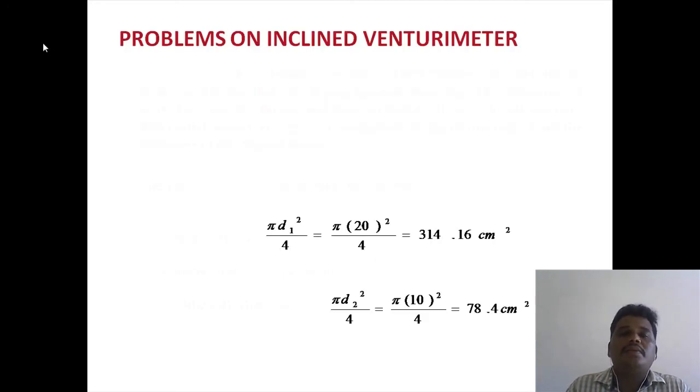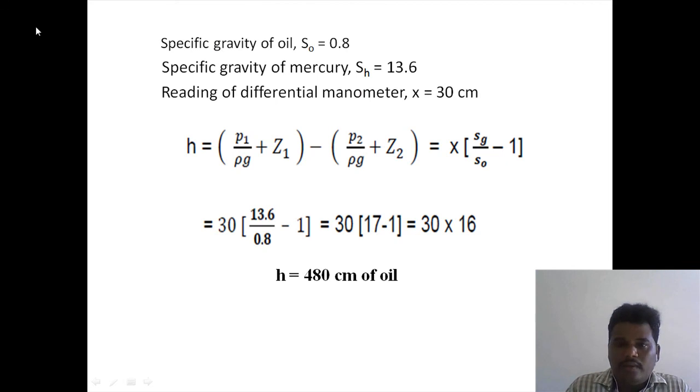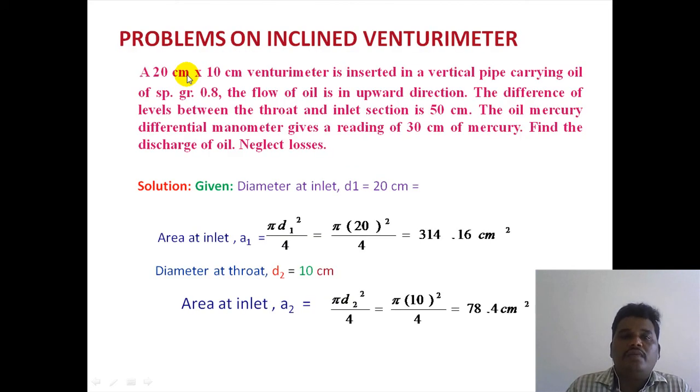Next problem is about the inclined Venturi meter. Now let us discuss the inclined Venturi meter problem. Given a 20 cm by 10 cm Venturi meter inserted in a vertical pipeline carrying oil of specific gravity 0.8. In the previous problem the flowing liquid was water with specific gravity 1, which we do not consider here. Now the specific gravity is set as 0.8.